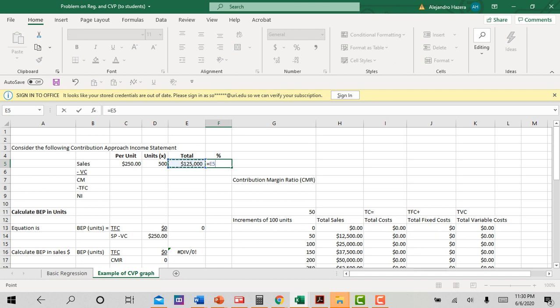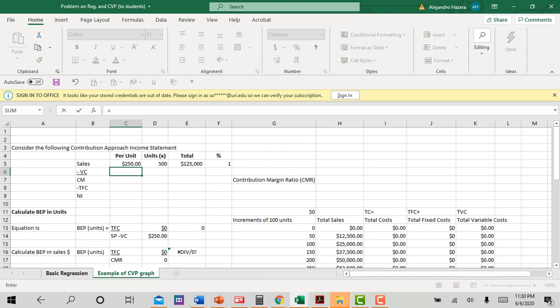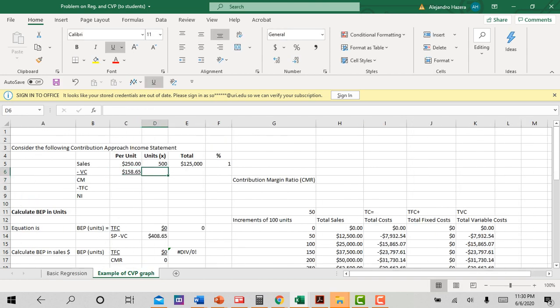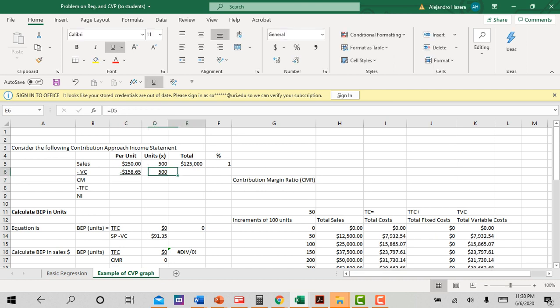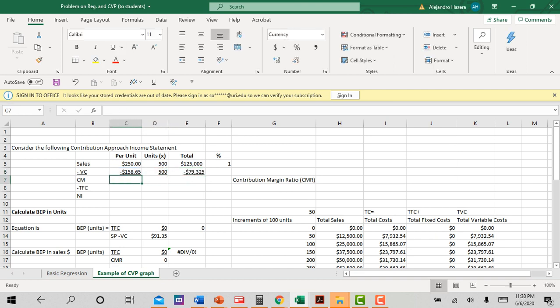Do that again. 125,000 divided by 125,000 gives you 1. Okay. And then we know, and this is where the regression line comes in, we know that the variable cost per unit, we're going to pull that in from the regression line, is $158.65. We're still assuming 500 units. I'm going to make that variable cost per unit negative because we're going to try to get a contribution margin. So you take negative 158 times 500 units. That means your total variable costs are 79,000.